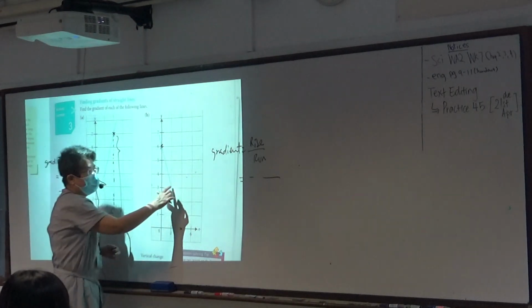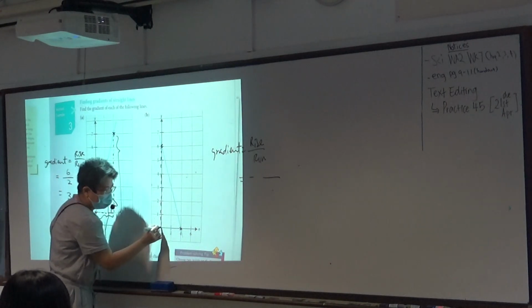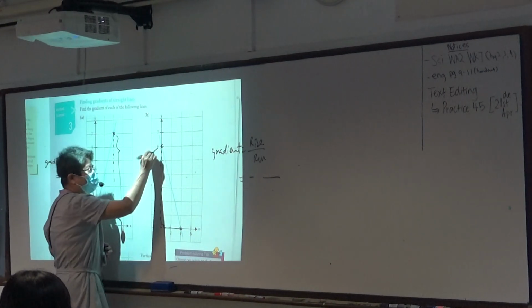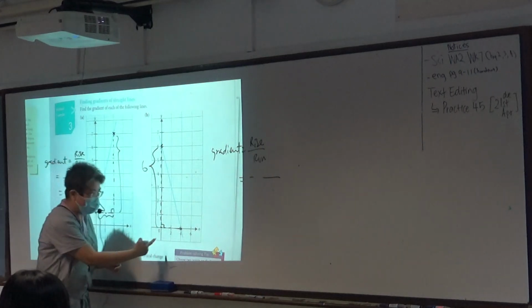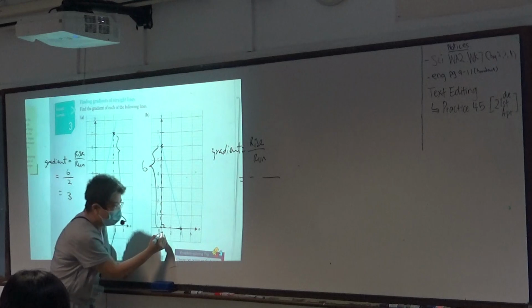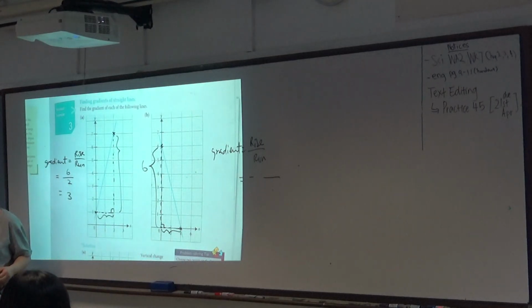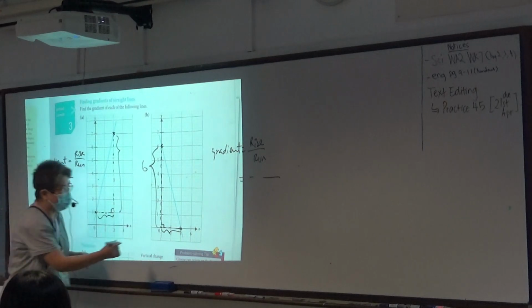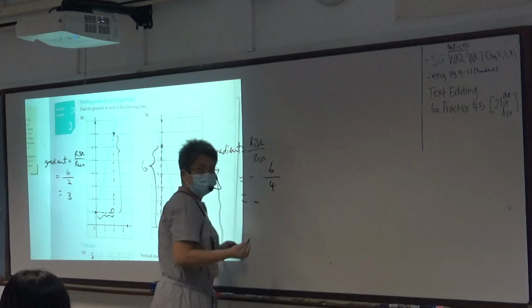Can I choose this point and this point? Can also. So, I will draw the dotted triangle. Now, what is this length? 6. I made a mistake here. I forgot to look at the scale. Can you tell me how many units here? Can you see it's 4? Okay, 4. So the gradient will be 6 over 4 with a negative sign.